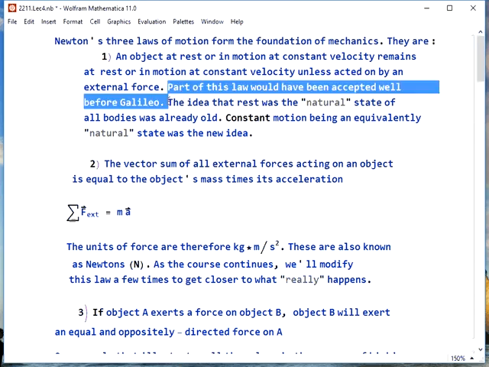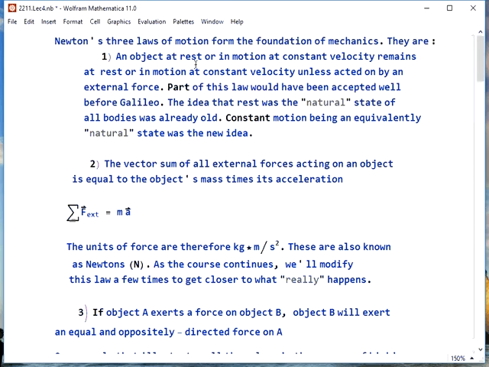Part of this was not new. People had thought, obviously, that things that were at rest stayed at rest unless acted on by an external force. The new idea is that constant velocity could be a natural state of motion. And the reason is friction. If we look at the world around us, we don't generally see things that are in constant motion.